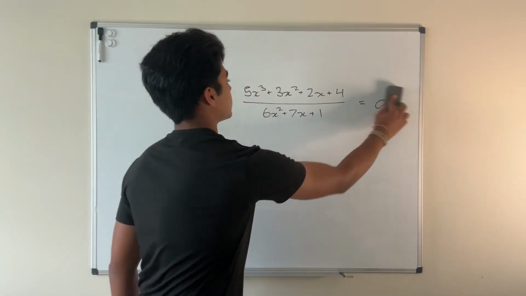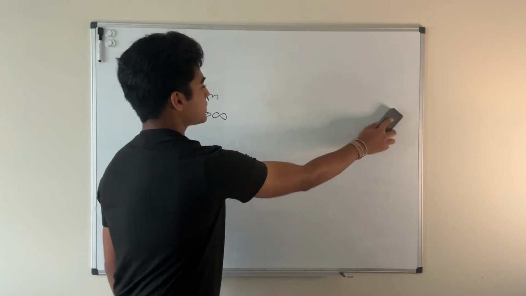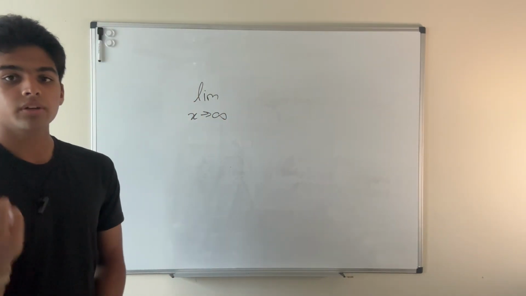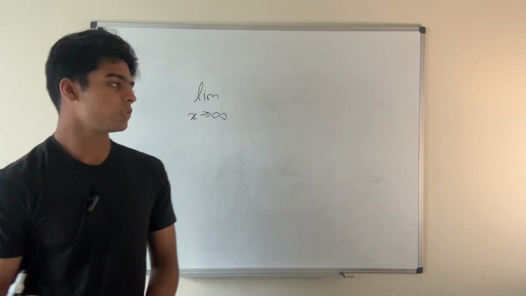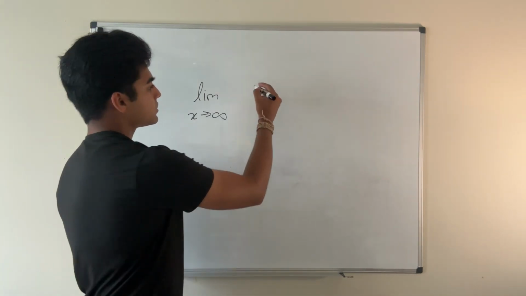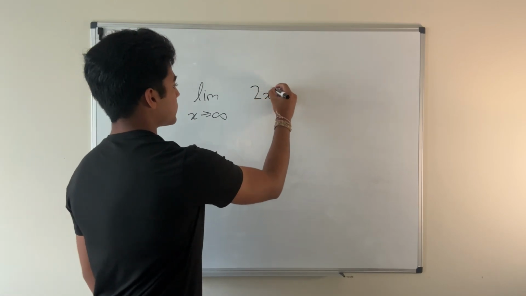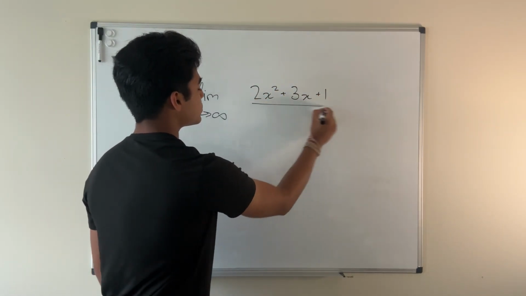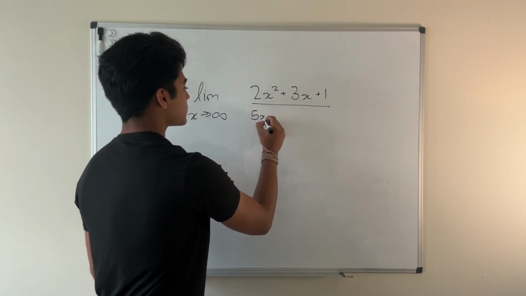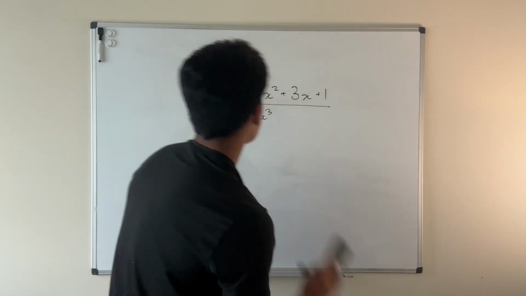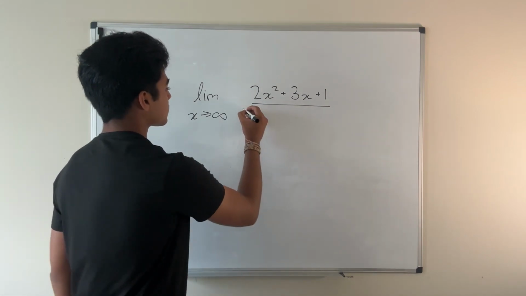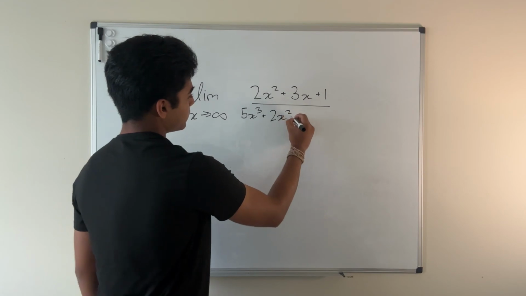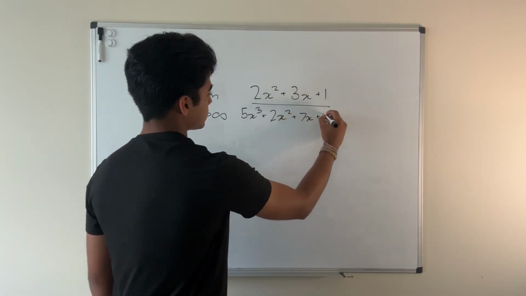So now let's look at case number 3. Case number 3 is when the degree of the denominator is greater than the degree of the numerator. So in that case, let's just do 2x squared plus 3x plus 1 over 5x cubed plus 2x squared plus 7x plus 2.